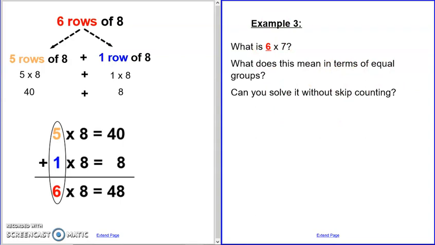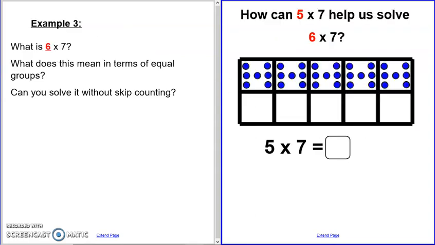Okay, so I'm going to show you what I started with. Okay, so I know that I don't know 6 times 7. So I'm going to take my 6, and I'm not going to solve 6 times 7 because I don't know 6 times 7. But 6 is close to 5. So I'm going to start with 5 times 7. 5 times 7 I know is 35.